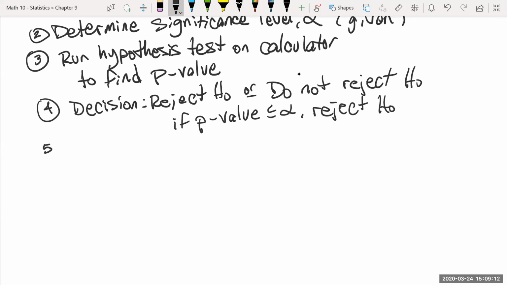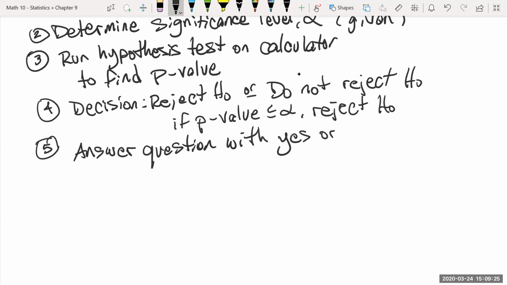Okay, and then our fifth step, we answer the question that was asked. Answer the question with yes or no, and state the conclusion. All right, and we'll go through all these steps. I've listed these steps in the previous lecture, so you've probably seen these. I expanded a little bit on some of them. But that's the basic idea. And from here, that's all the information we need to know.